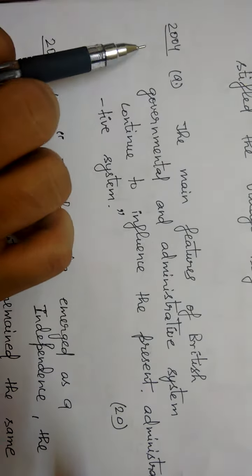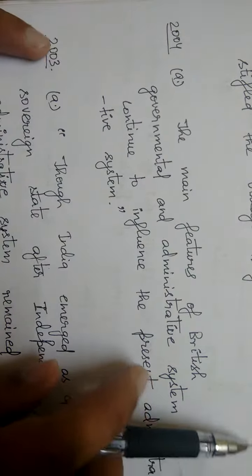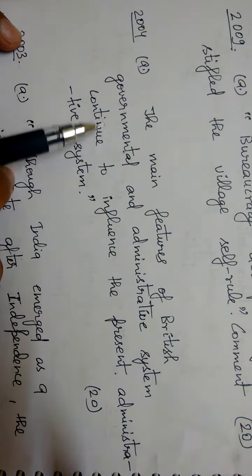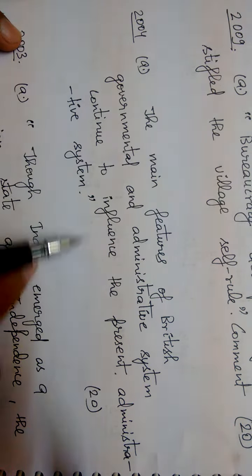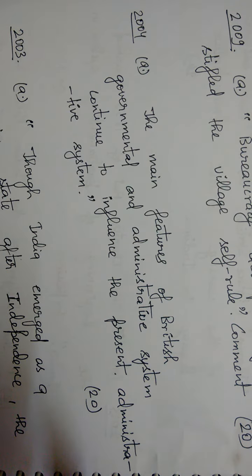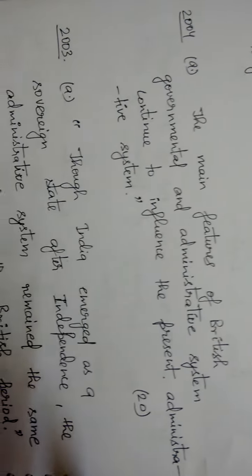Then in 2004 this question came. This particular question was of 20 marks. The question was that the main features of the British governmental and administrative system continue to influence the present administrative system. So again, you have to compare and contrast the British system with what we are following right now.